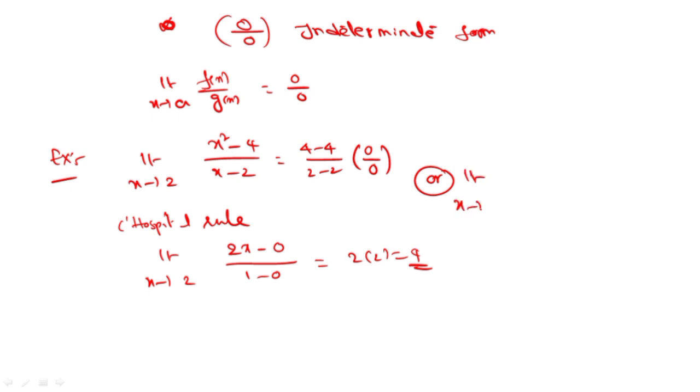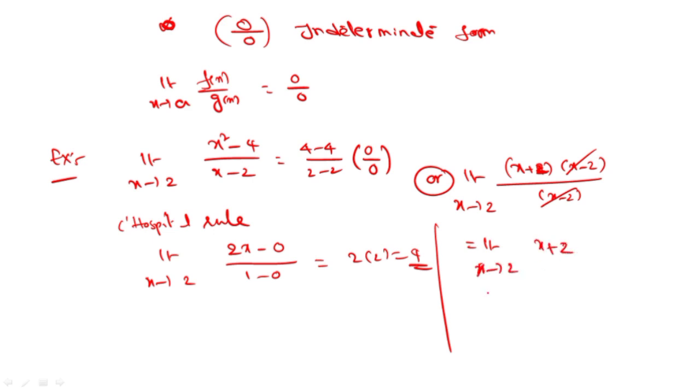Here, if you observe, the numerator is in the form of a square minus b square, that is a plus b into a minus b, that is x plus 2 into x minus 2, and the denominator x minus 2 remains. So this will be the limit as x tends to 2 of x plus 2, which is 2 plus 2, that is 4. So you can go by this process or that process, whatever you like, L'Hopital rule or the factorization method.